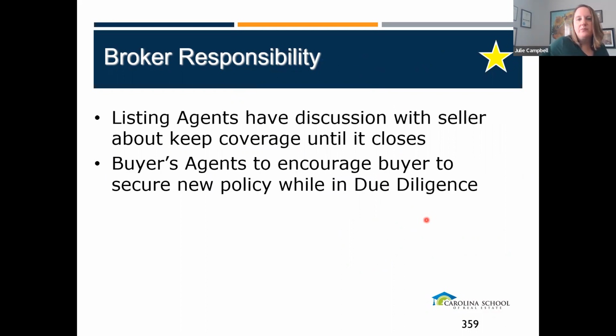So again, our responsibility when it comes to insurance: we need to have the discussion with our seller to keep coverage until it closes. Don't drop coverage until it closes. Keep the homeowner's insurance policy. And we need to have our buyers secure their new policy while we're still in due diligence to get lender approval and to make sure the lender says they can afford it. As a buyer's agent, worst case scenario, if we have to terminate, the best I can do is terminate within due diligence and get my buyer their earnest money back. It's better than nothing.